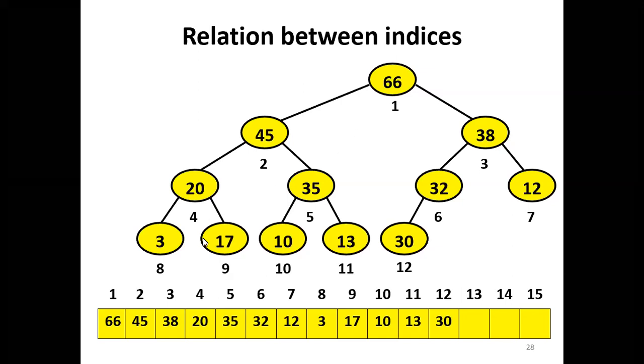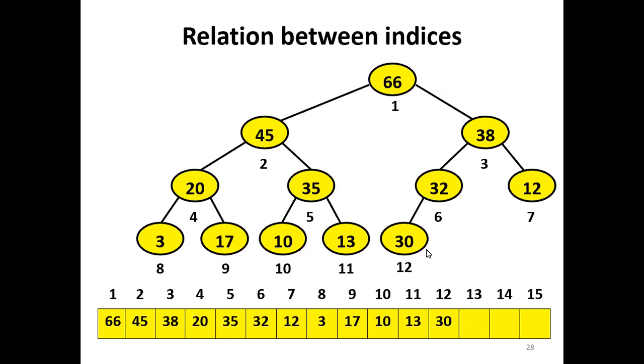So the index number for 66 is 1. If you are writing a program, you can retrieve this 66 using the index. At the same time, the index number for 17 is 9. Likewise, for the others, you can use the same pattern to retrieve your data.